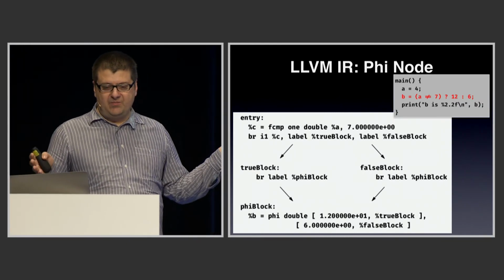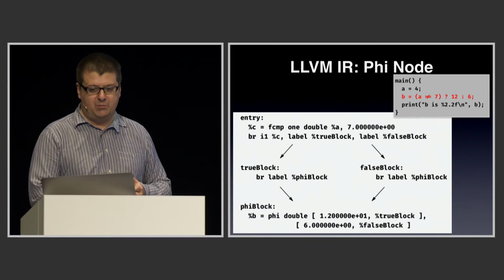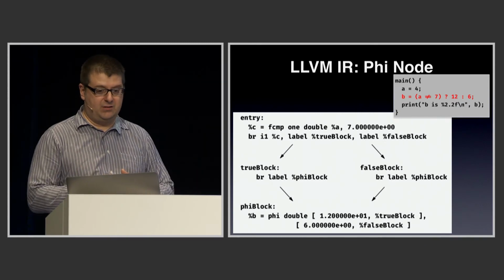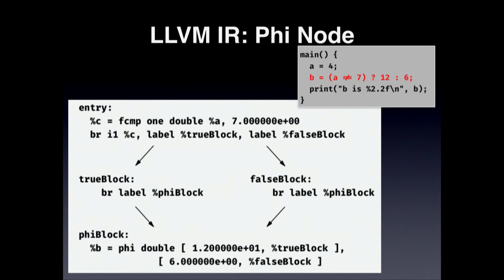The Phi Node. The Phi Node is a single static assignment concept which allows you to express branching, looping, and some other constructs. Here in the entry block, we have a floating point comparison, which is trying to compare the value in register A with the constant 7. And then what the ONE means, it means ordered not equal. So if the value in A is not equal to 7, then it's going to set the variable B to 1. Otherwise, it'll be 0.